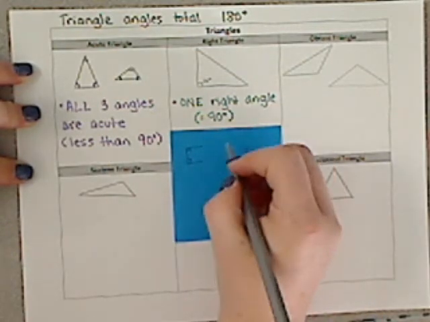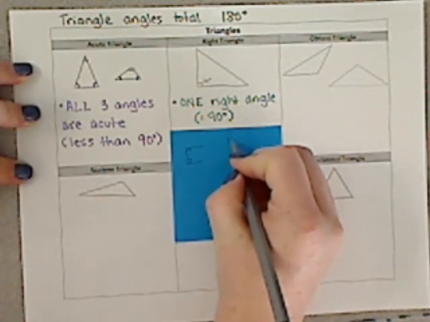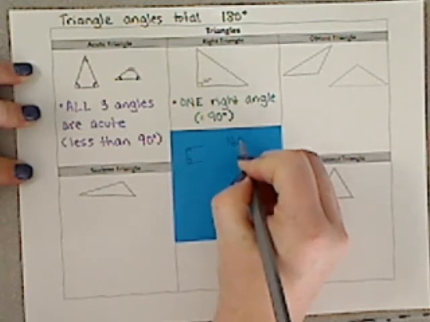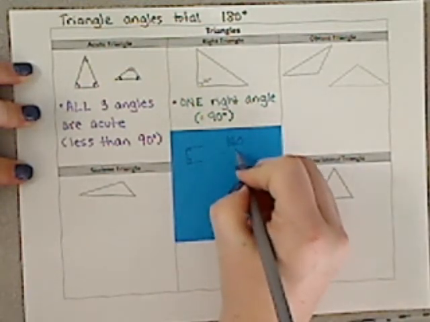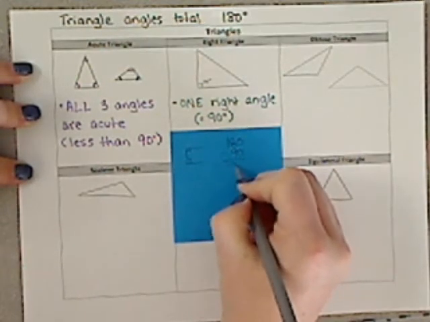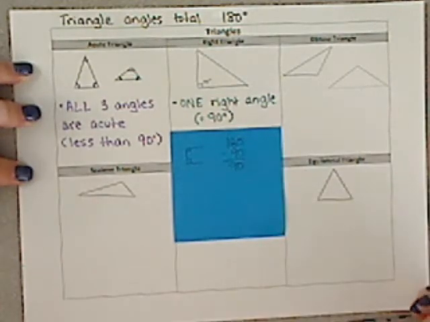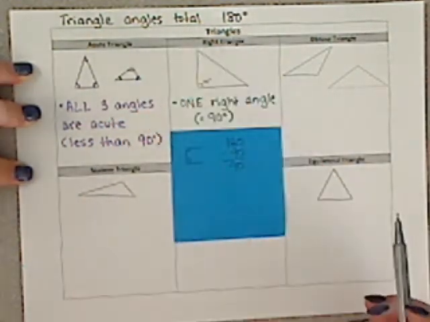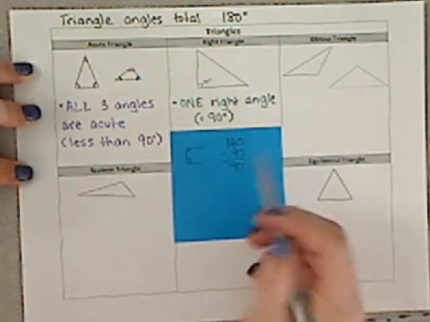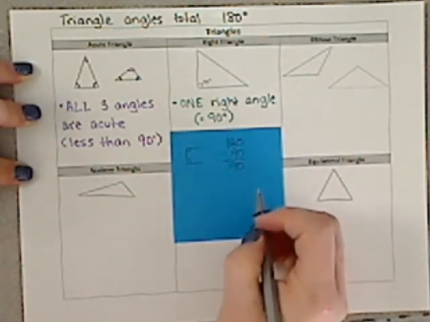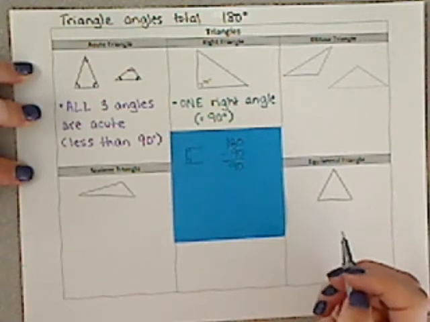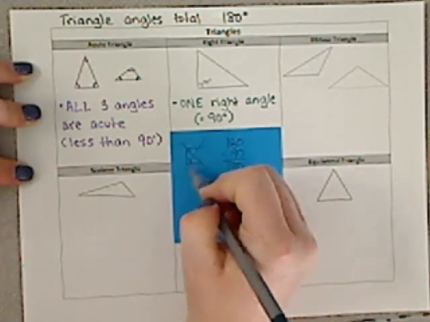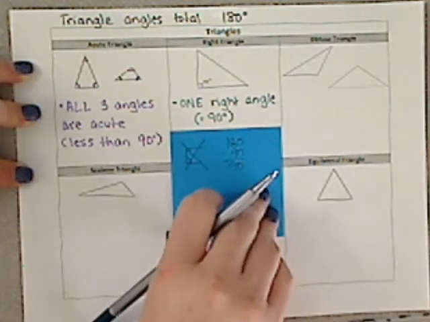All right. Plus 180 minus 90 is 90. So if a triangle's angles total 180 degrees every time, then you cannot have two 90-degree angles. It doesn't work. All right.